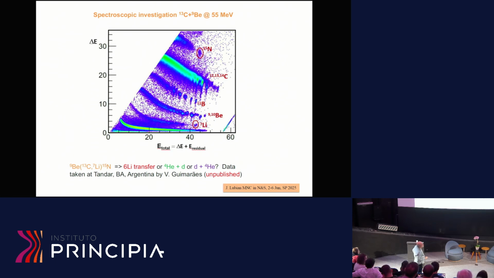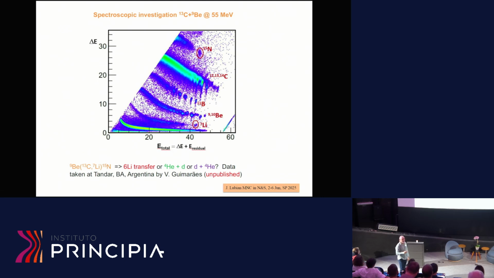Here is one transparency that Valdir Guimarães showed on Tuesday for this reaction, carbon-13 plus beryllium-9. This experimental data, again, is from Tandar, a collaborator from Argentina. And we see that here there are many channels: elastic, inelastic, boron-11, but you have even lithium-7 here. And one can wonder, what is this? Is it a lithium-6 transfer? Or is it alpha plus deuterium transfer? Or is it deuterium plus alpha transfer? So at the moment, I don't have an answer.